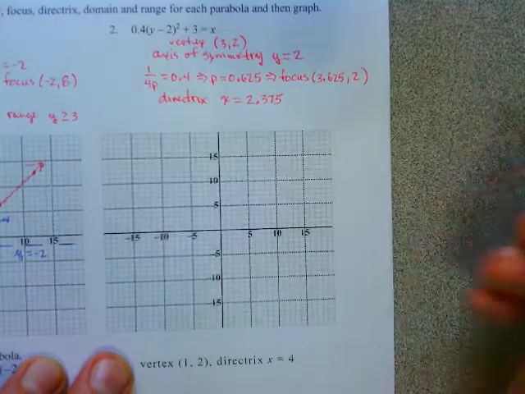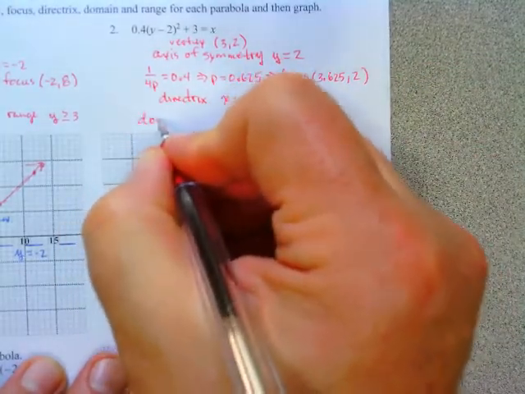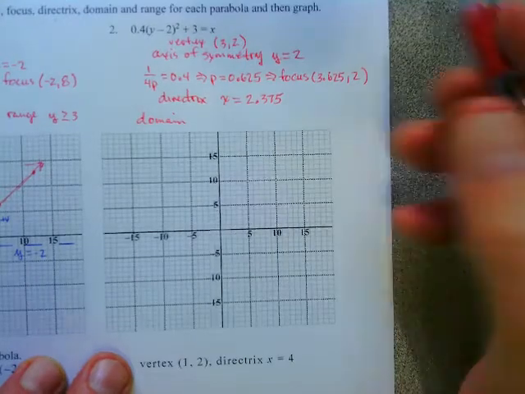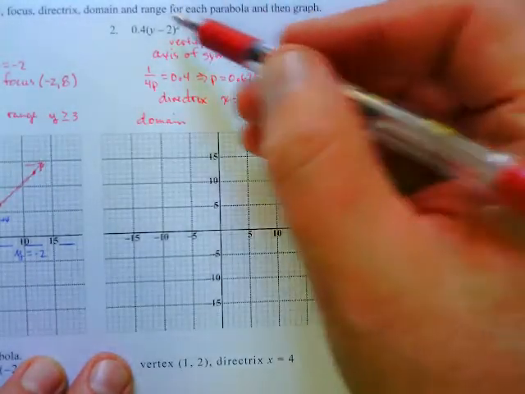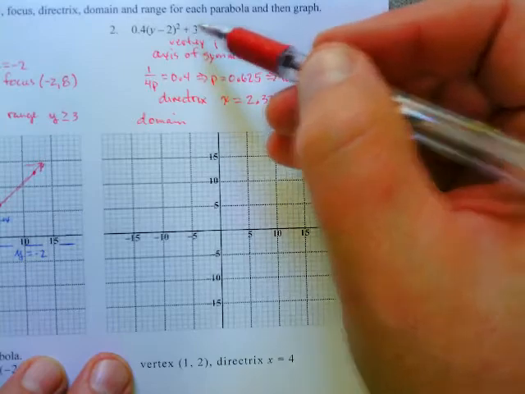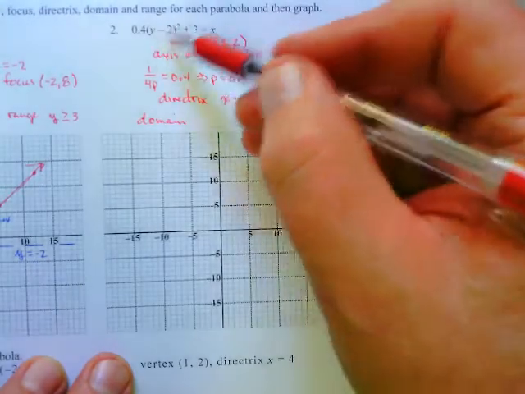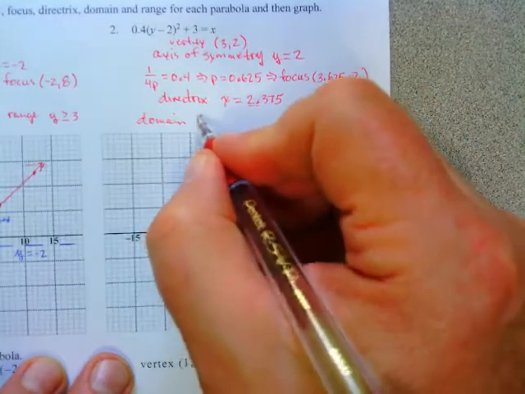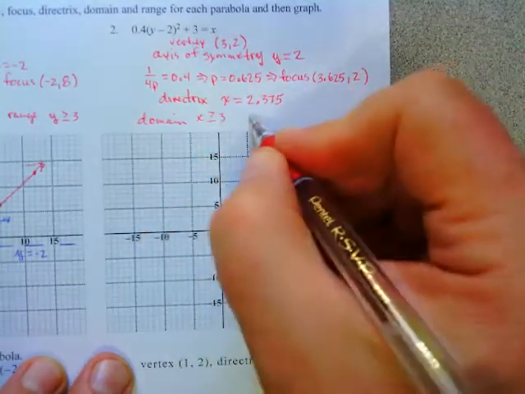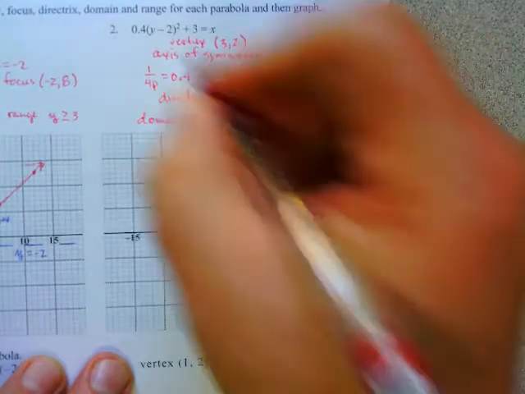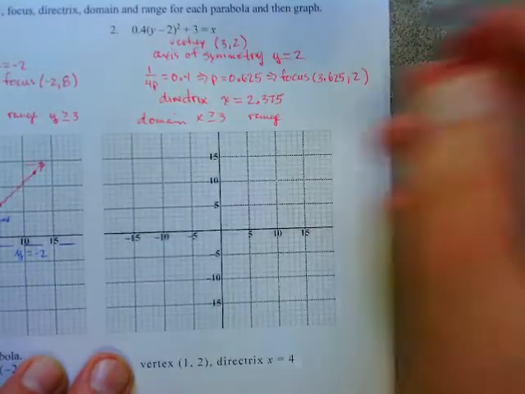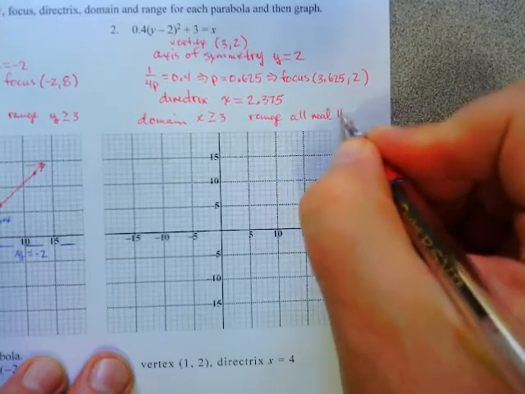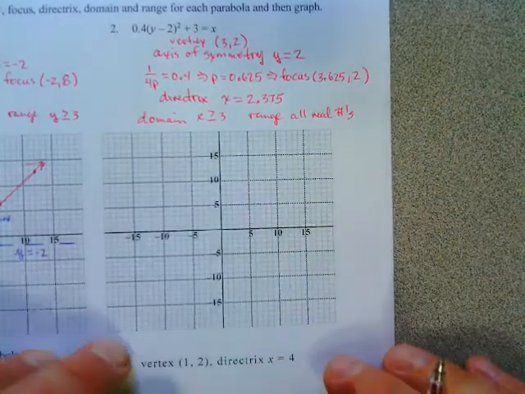2.375. The domain, remember domain goes with x. The smallest this will be is 3, because that could be 0. Anything else, that'll be positive plus 3. So in this case, x is greater than or equal to 3. And the range, I can put anything in for y. So all real numbers for the range.